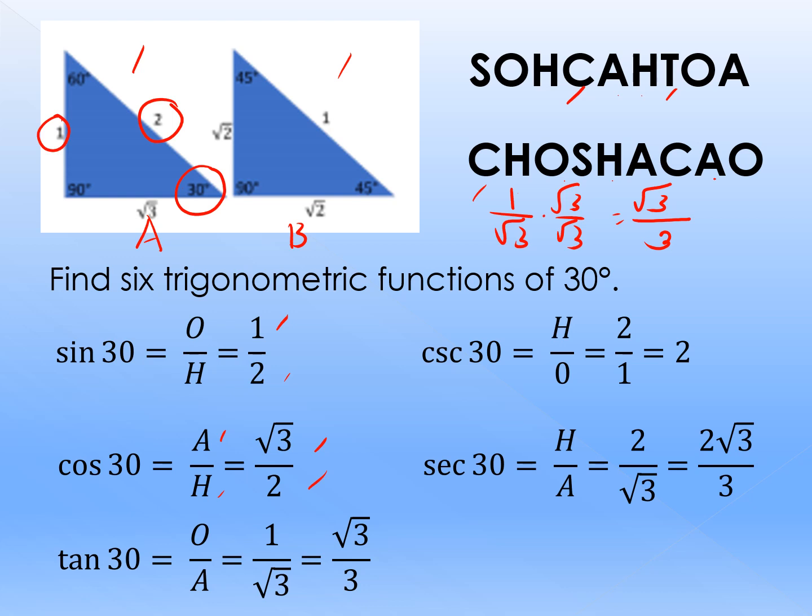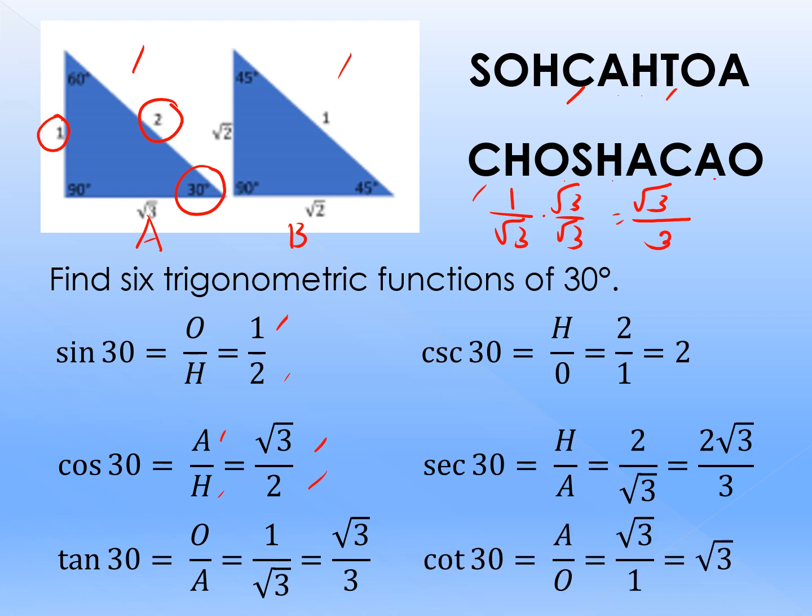For secant 30 degrees, again, the measurement of the hypotenuse is equal to 2, and the measurement of the side adjacent to 30 degrees is square root of 3. So we're going to rationalize, the same process we did on tangent 30. We multiply both numerator and denominator by square root of 3. Thus, we're going to have 2 square root of 3 over 3.